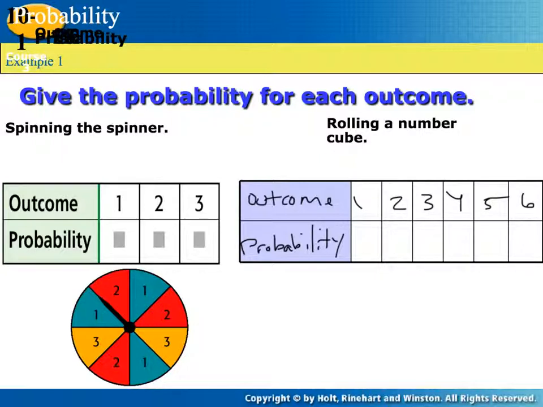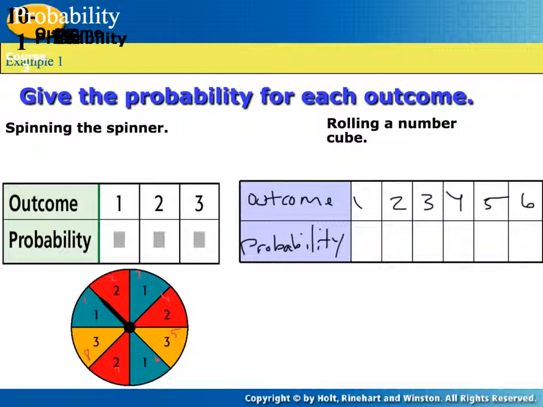All right, so we are going to give the probability of each outcome. Looking at this spinner, notice up here we have outcomes of 1, 2, and 3. Our outcomes are what possibly could happen. How many possible outcomes are there? We have 3 possible outcomes. However, the total number of sections we can hit is 1, 2, 3, 4, 5, 6, 7, 8. There are 8 sections to this spinner. They only have 3 different outcomes, but 8 total sections.